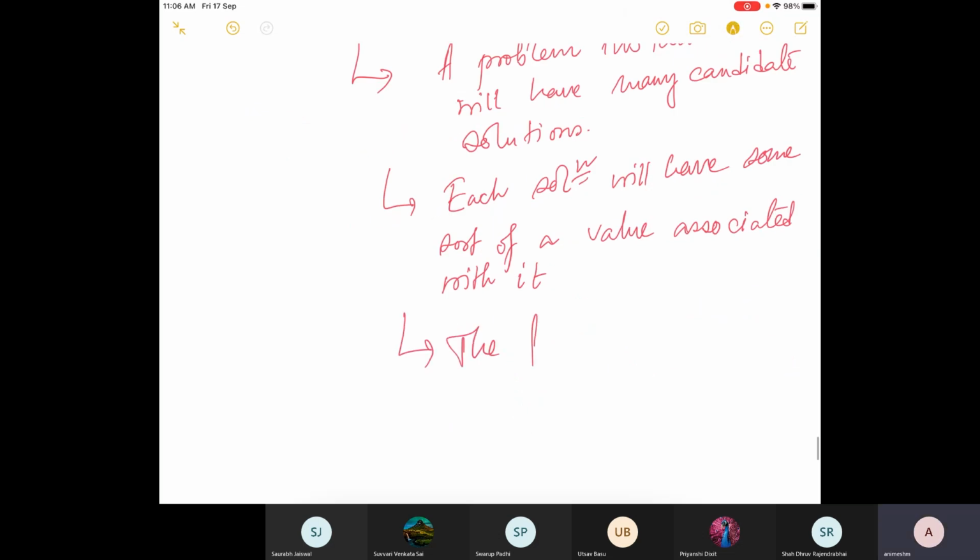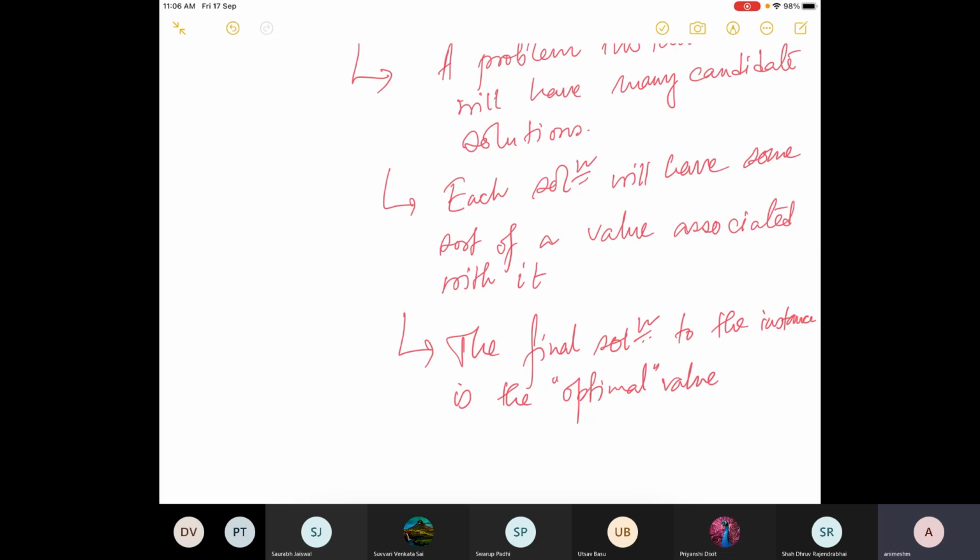The final solution to the instance is the optimal value. Now this optimal value depends on the problem statement. It could be the maximum, it could be the minimum. It depends on the problem statement.